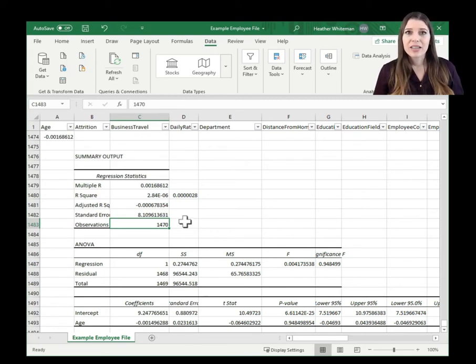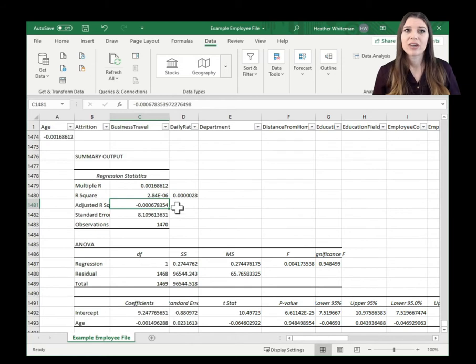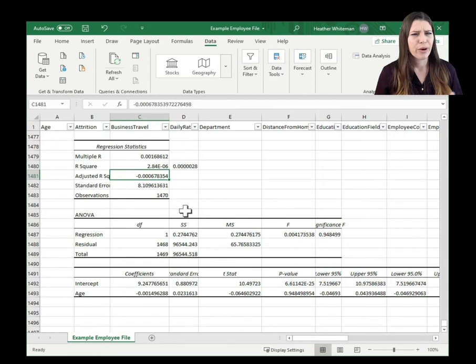So that is one of the first pieces around regression that we look at. We typically want to look at an R-square or an adjusted R-square to say how much variance in the thing that we want to predict or know about can be explained by the thing that we're using to predict it. In this case, it's super low.